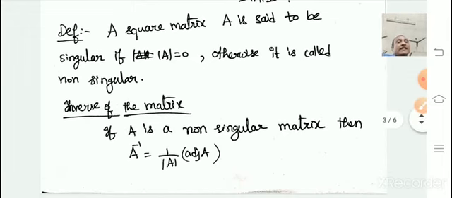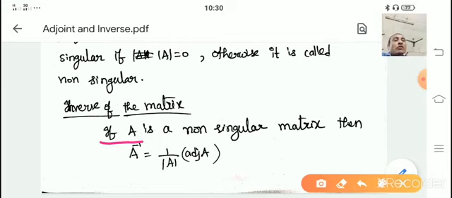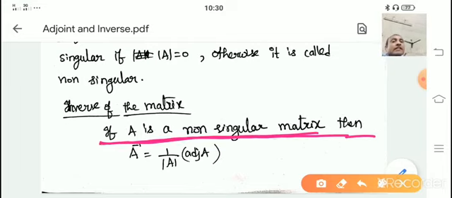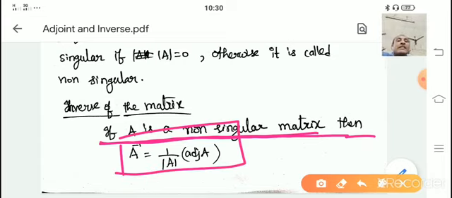What is the inverse of a matrix? If A is a non-singular matrix, then A inverse can be defined as 1 by det A into adjoint A. This inverse of the matrix you found by using elementary transformations in chapter 3, but here, by using the determinant concept and the adjoint concept, you can easily find the inverse instead of taking many steps for a 3 by 3 matrix.